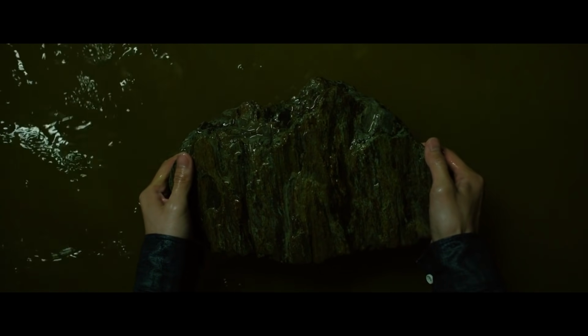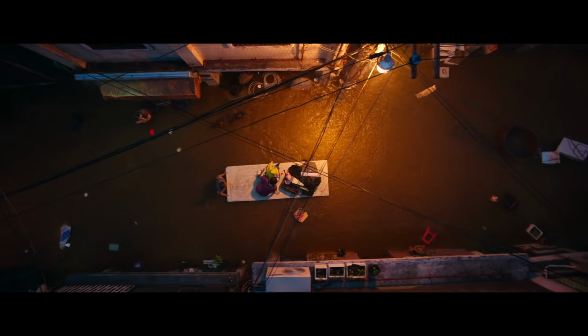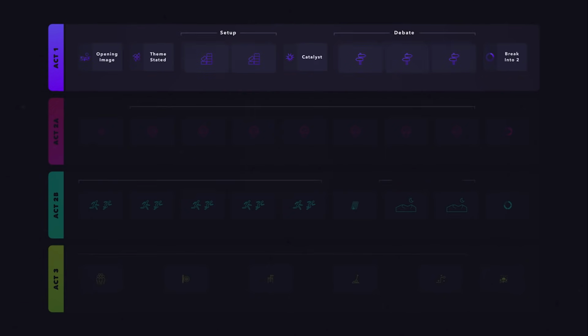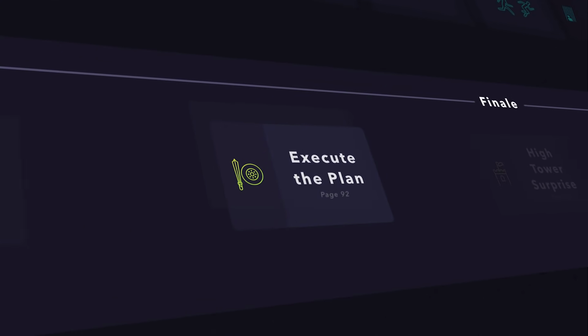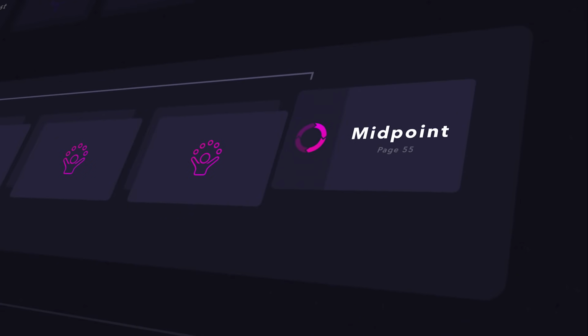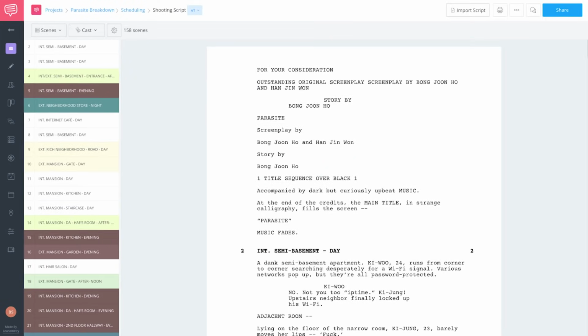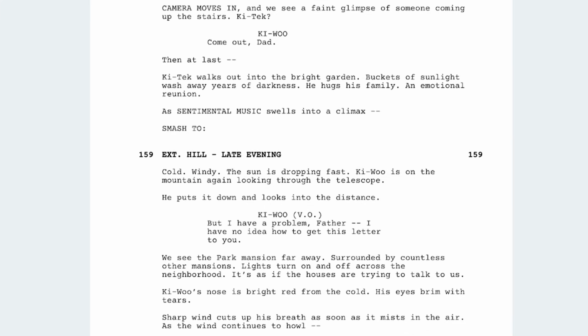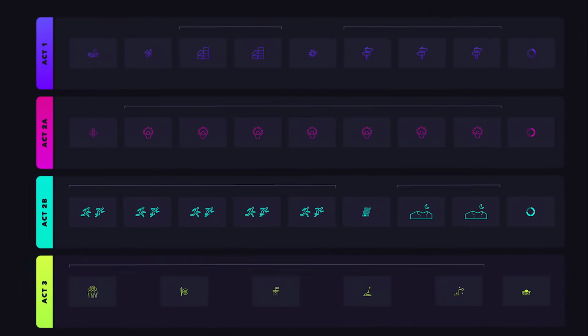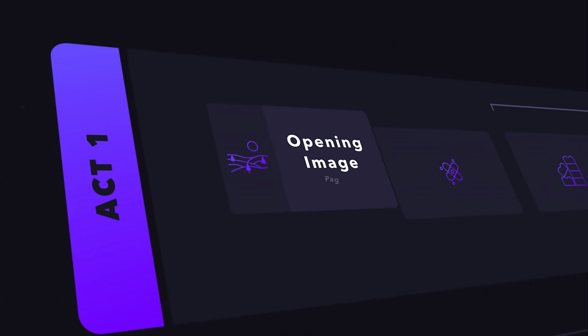into utter ruin. Parasite subverts the 15 story beats in the Save the Cat beat sheet to deliver a groundbreaking story. With the script imported into StudioBinder, let's see how Parasite saves the cat while dooming everyone else. Let's begin with the first beat, the opening image.